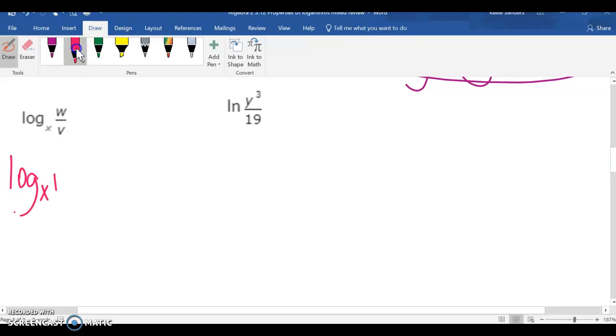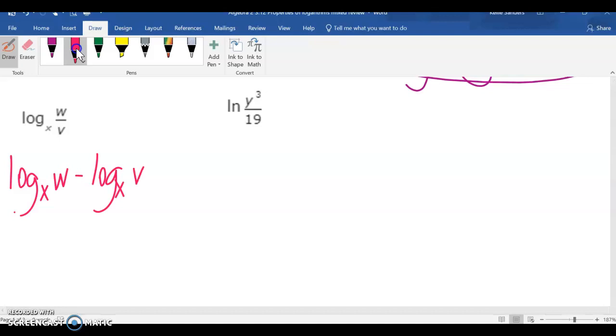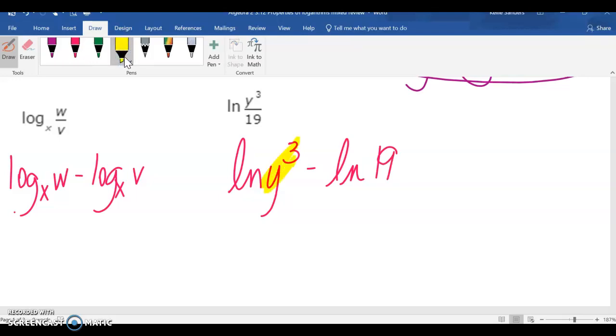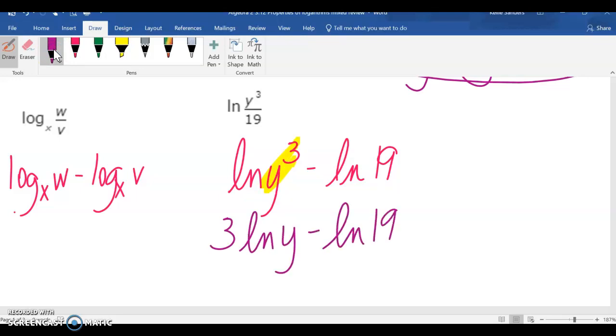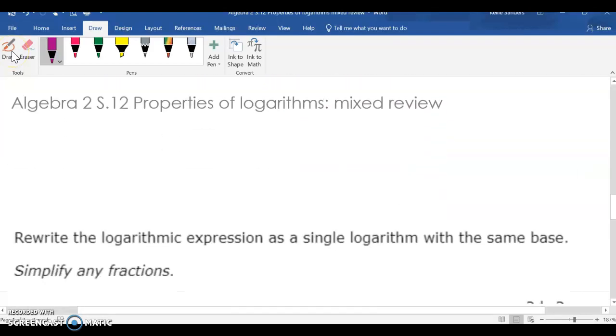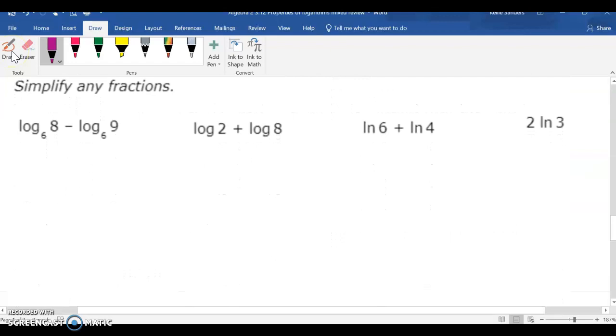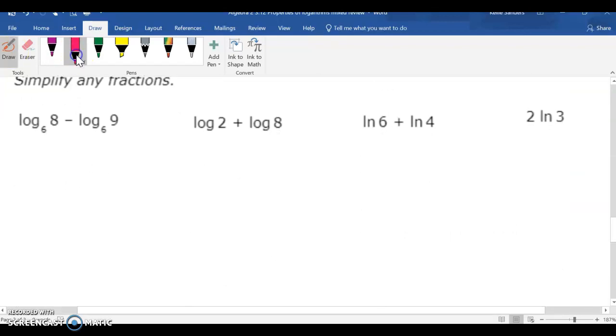Log base x of w minus log base x of v. Natural log y to the 3rd minus natural log 19. But y to the 3rd has an exponent, so the 3 is going to go in front. And now we're going to put them back together.